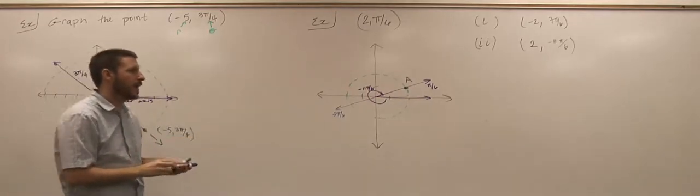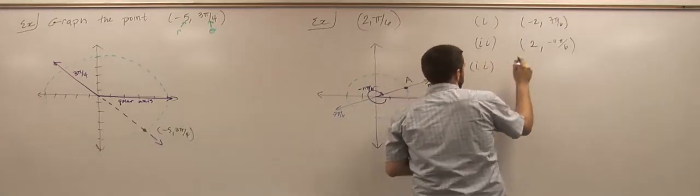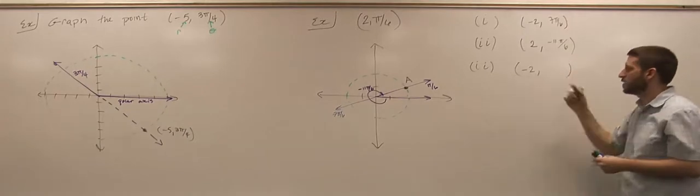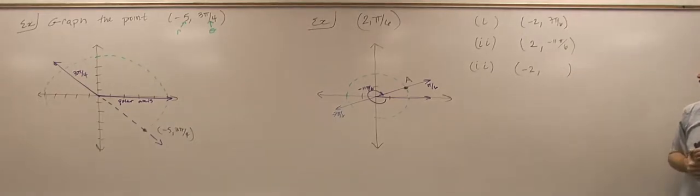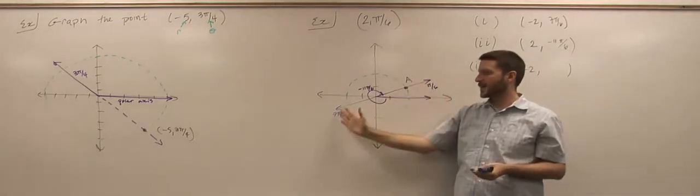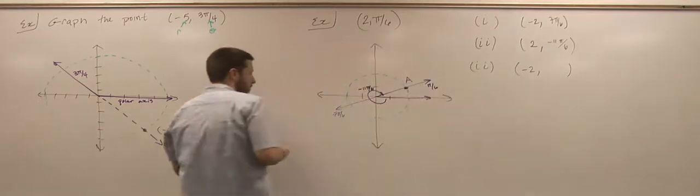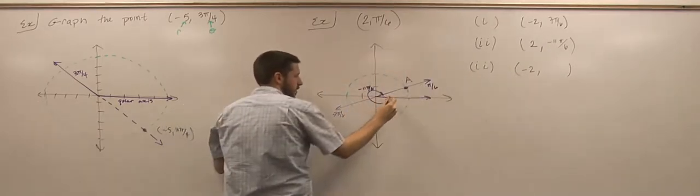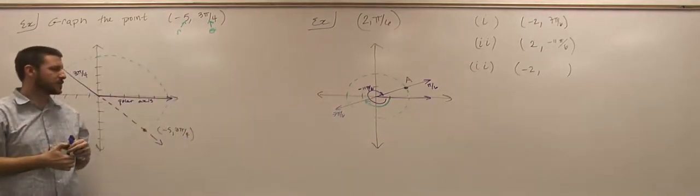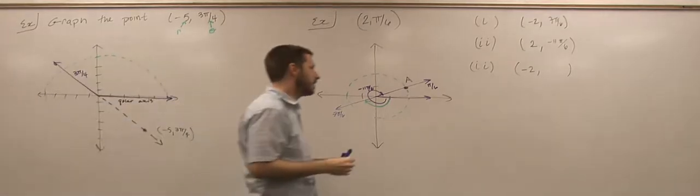Okay. And then, yes, both coordinates negative. So negative 2, and then also a negative angle. So when your radius is negative, you always want to land in the exact opposite quadrant, exact opposite direction. But since my theta is also negative, I'm going to have to go this way. So instead of 7 pi over 6, what do you think I should use? Negative 5 pi over 6.